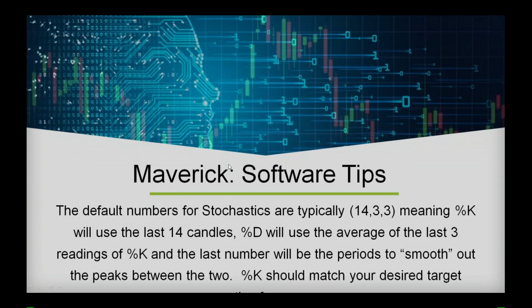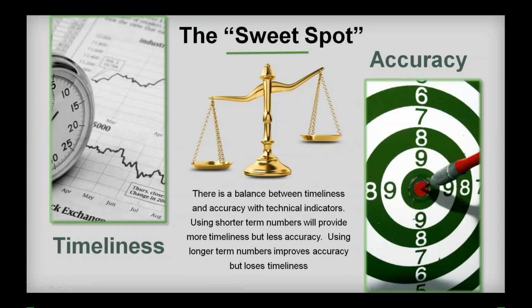That's the idea. So default numbers again, 14, 3, and 3. I've seen all sorts of combinations that people will use in their stochastics. You can play around with that and find, okay, what's the number for me? Is there any niche here in terms of the sweet spot and so on? And there's always a balance between timeliness and accuracy.